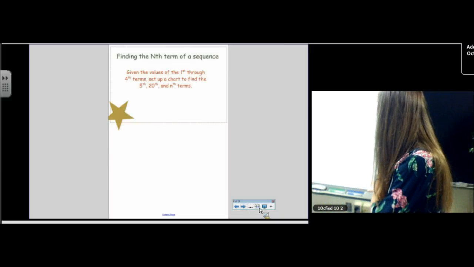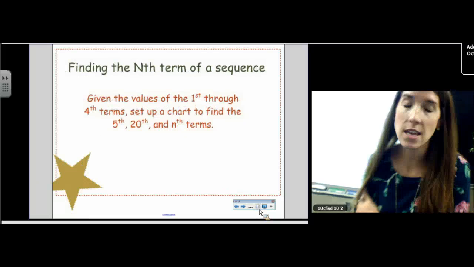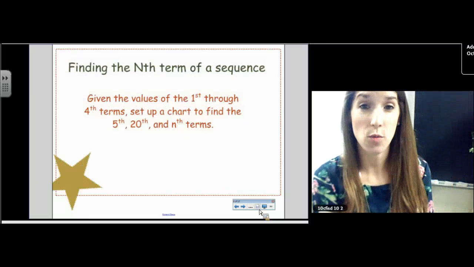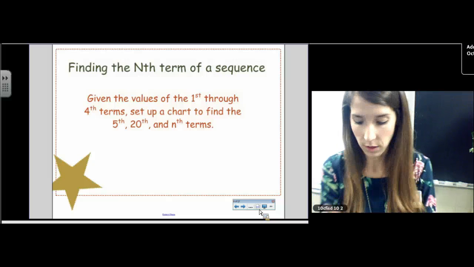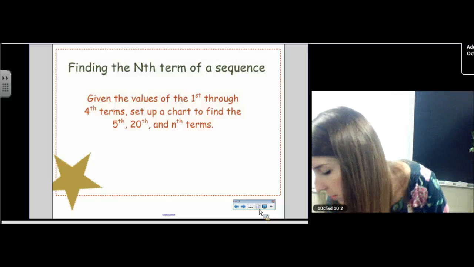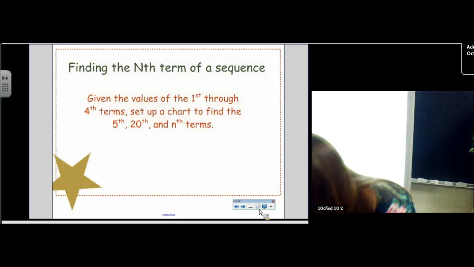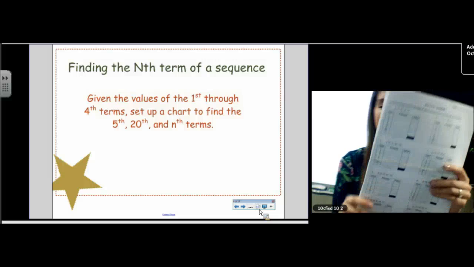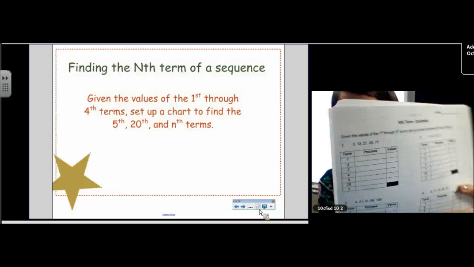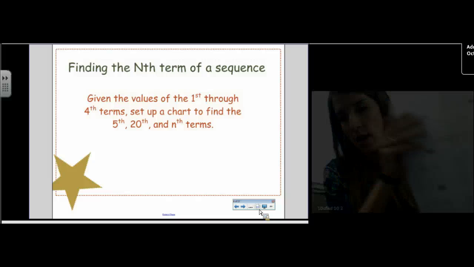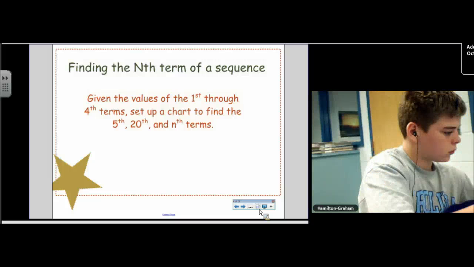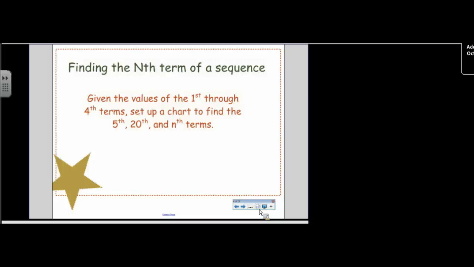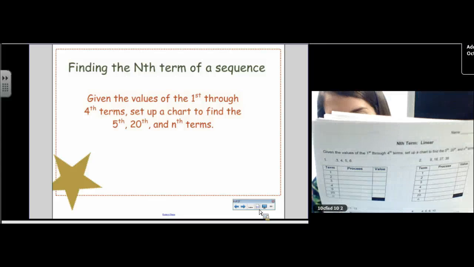All right. If you have tonight's homework, in our notes we're going to work some problems from tonight's worksheet. So if you do have it, awesome. If you don't, then you'll just have to write this down on some paper. One side says nth term quadratic, and the other side says nth term linear.